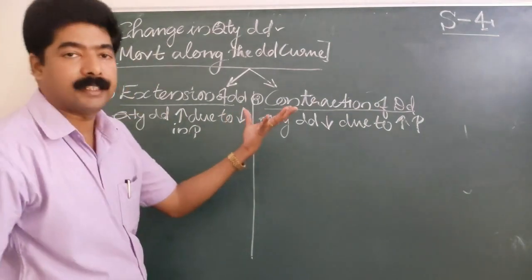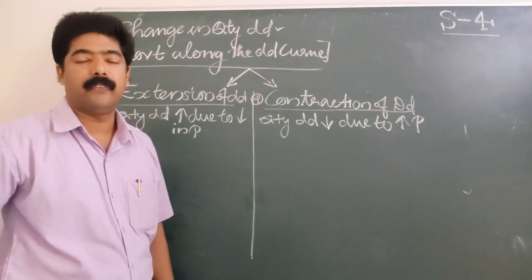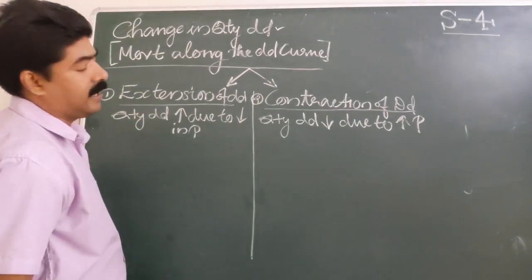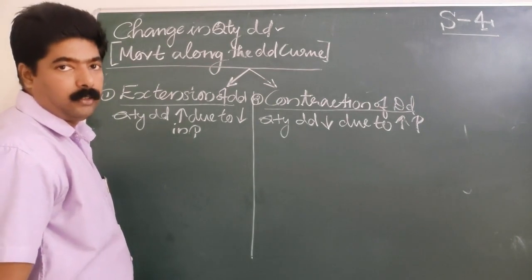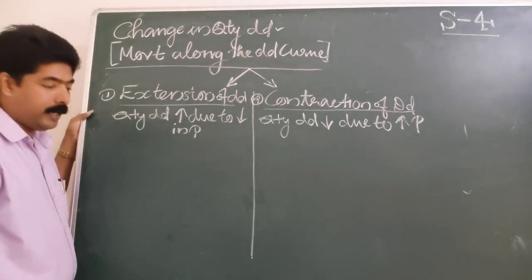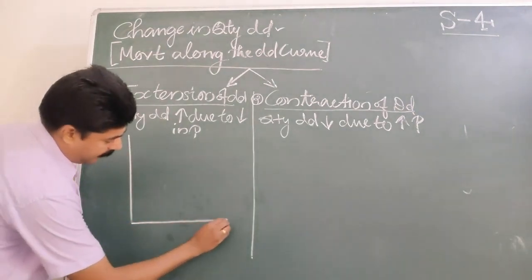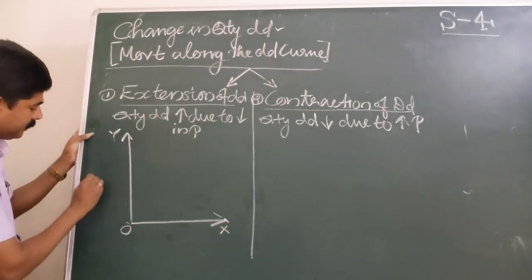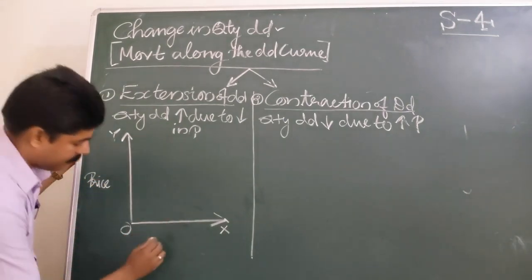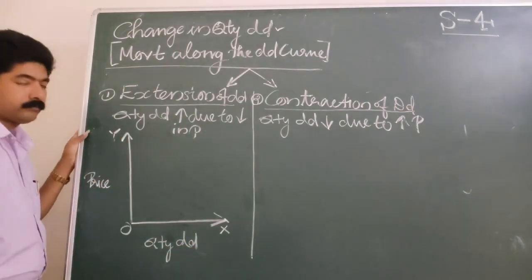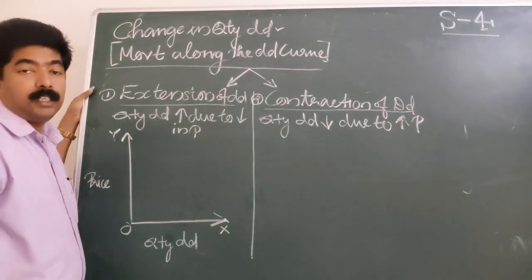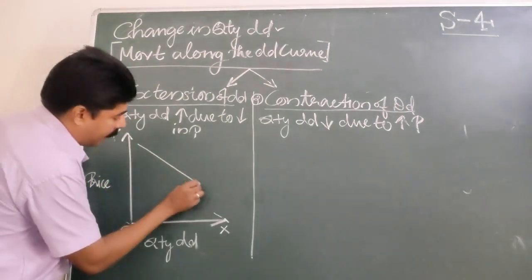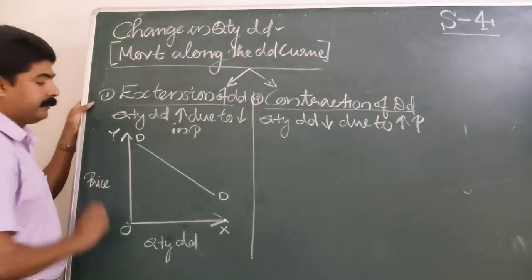Let us show these two situations in a graphical representation. Here I am going to show the extension and contraction of demand with the help of a graph. We have to draw the OX and OY axes. On the OY axis we show price, and on the OX axis quantity demanded. Now we need to draw a demand curve. The demand curve is negatively sloping, so I am going to draw a straight line demand curve, and I have written DD for the demand curve.